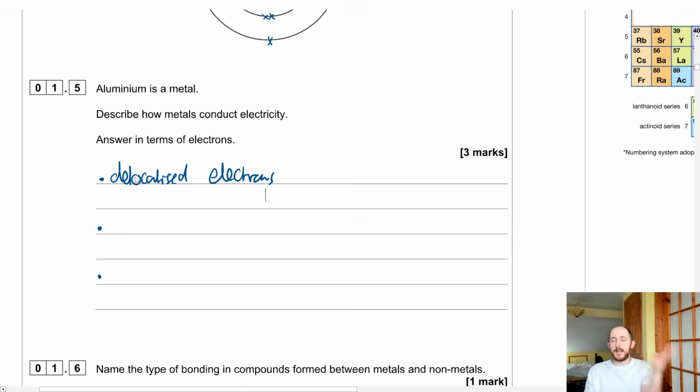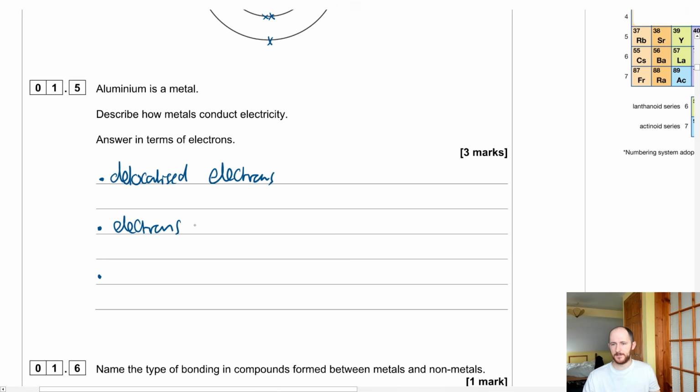So delocalized means that it's not attached to a certain place. Localized, it's in a certain place. Delocalized, it's not in a certain place. So this little phrase here, which you've heard a million times before, literally means that the electrons do not have a fixed place, i.e. they can move.